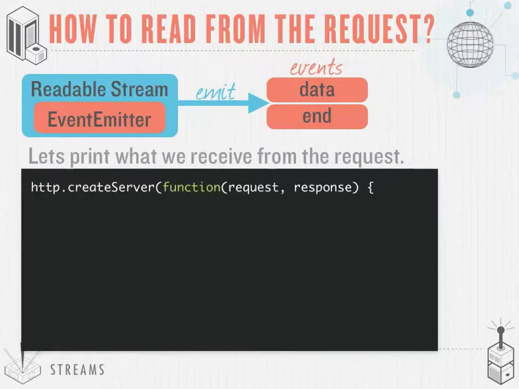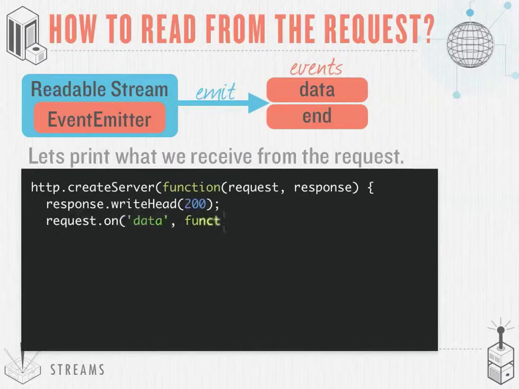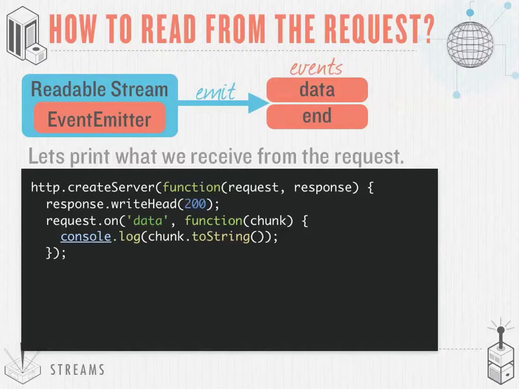So here we create the server, we write the status code, and then we listen for the data event. Whenever a chunk of data comes in, we'll log it to the console. We have to call toString because chunk is a buffer. We could be dealing with binary data here. Then when there's no more data to read on the request, it's going to emit the end event, and we can use that to end the response.